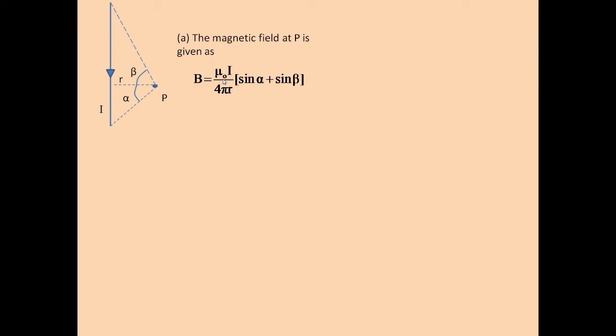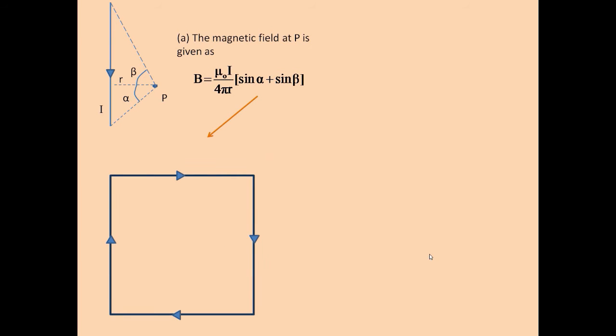Mu naught, of course, you should know, is the permeability of free space, whose value is 4 pi times 10 power minus 7 tesla meter per ampere. I is the current and r is the distance to the point from the conductor. Alpha and beta are the angles shown here. We will use this formula to solve the current problem.